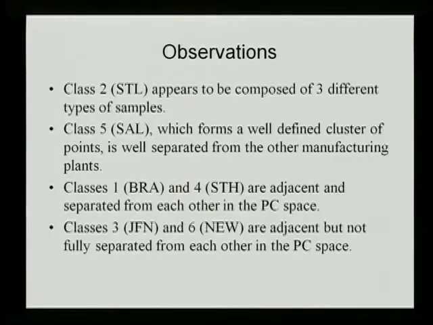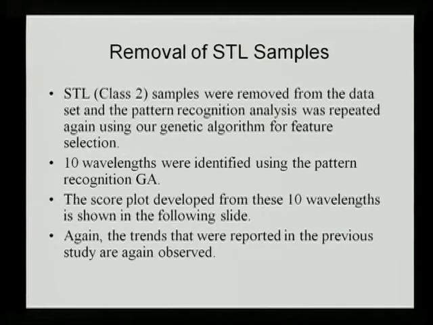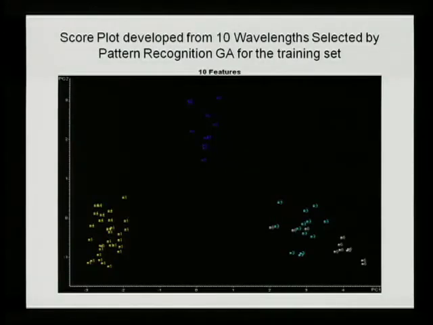And this is simply a summary of what we observe. We removed the St. Louis samples from the data because there was something different about them, okay? And we then applied our pattern recognition GA again. 10 wavelengths were identified with the truncated training set, and it's pretty much the same as before, the same 3 clusters.